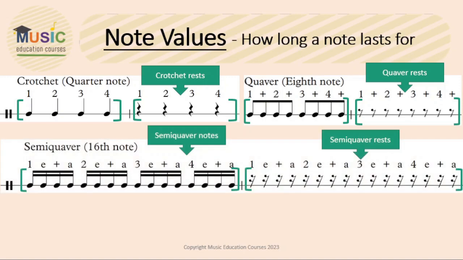Finally, we have semiquavers or 16th notes. Again, they are grouped into groups of 4 and they look like quavers but with 2 lines connecting them instead of just 1. The semiquaver rests also look very similar to the quaver rests, but with 2 dots instead of just 1. When counting them to a pulse, they are easily counted as 1 and a 2 and a 3 and a 4 and a.